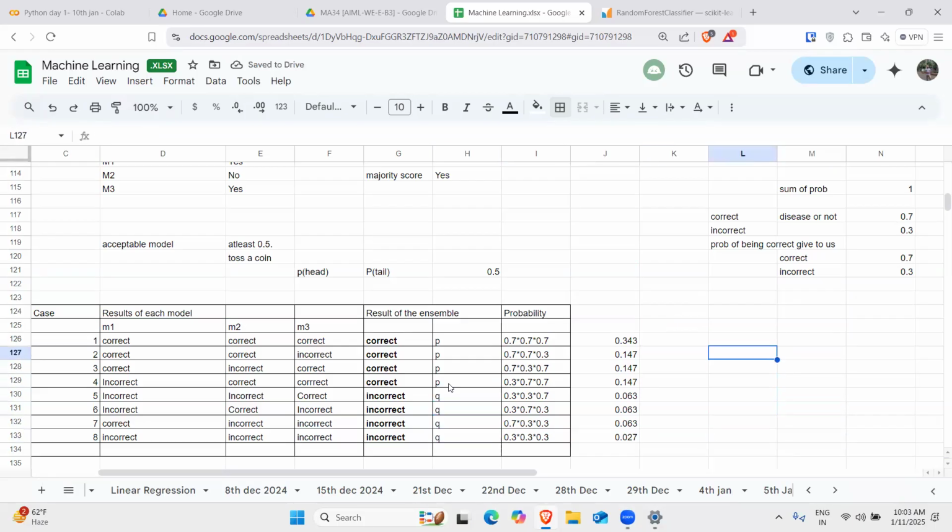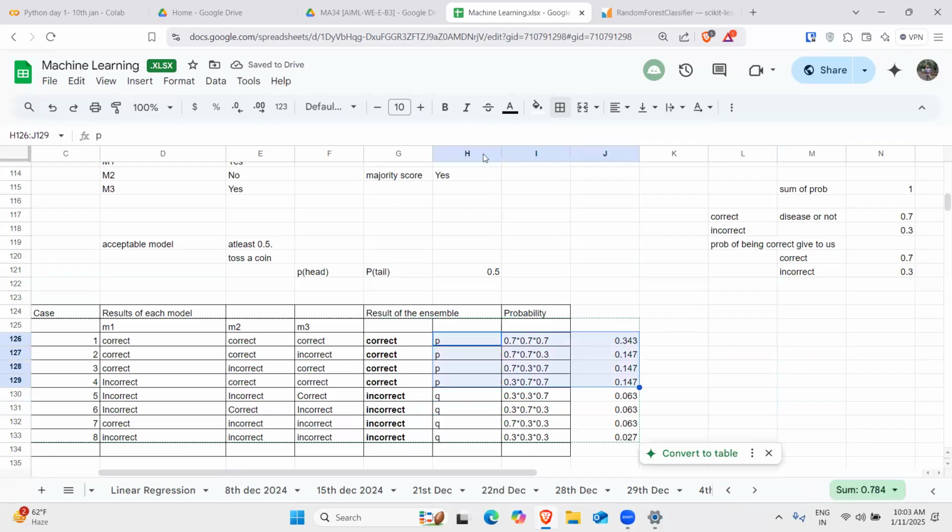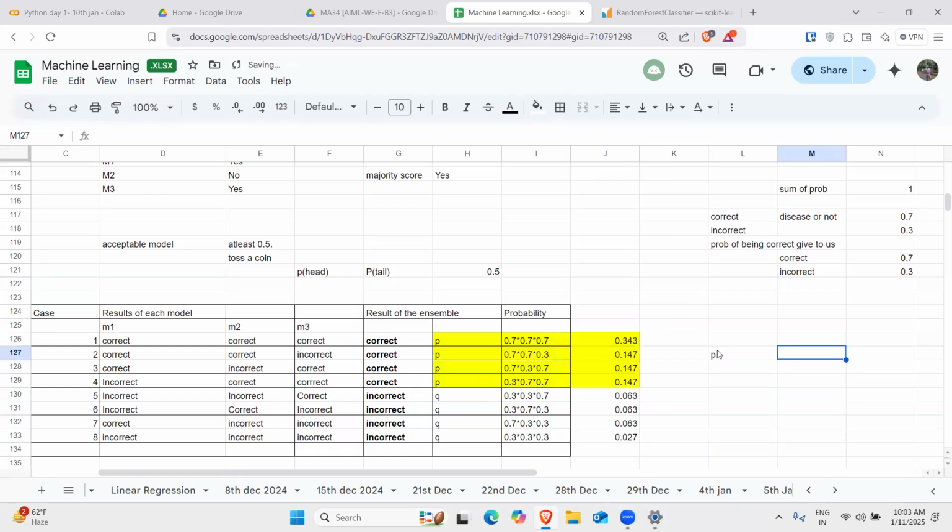Now, for all the correct ones out there, the probability of P that is correct is going to be the addition of this, right? 0.343 plus 0.147 plus 0.147 plus 0.147. So it is 0.784. Now the probability of Q is going to be this plus this plus this plus this, 0.216. Right?